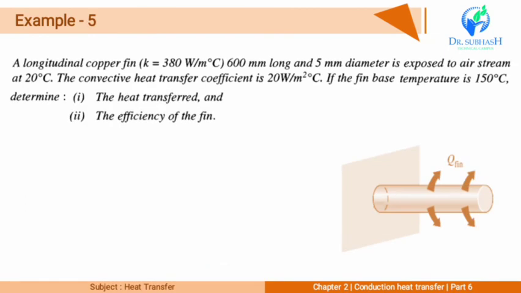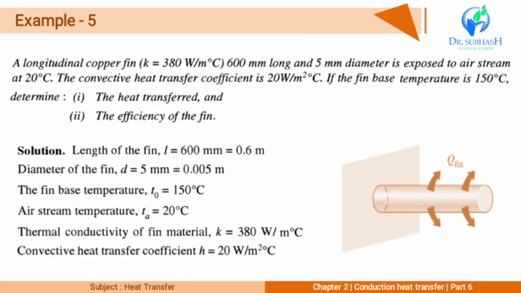Let's learn about example number 5. A longitudinal copper fin, thermal conductivity 380 watt per meter degree centigrade, 600 mm long and 5 mm diameter, is exposed to an air stream at 20 degree centigrade. The convective transfer coefficient is 20 watt per meter square degree centigrade. If the fin base temperature is 150 degree centigrade, determine the heat transfer and the efficiency of the fin. So we have to calculate two quantities, heat transfer and the efficiency of the fin.